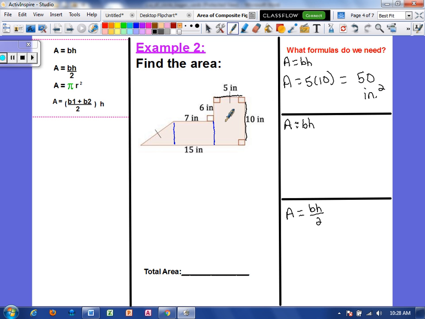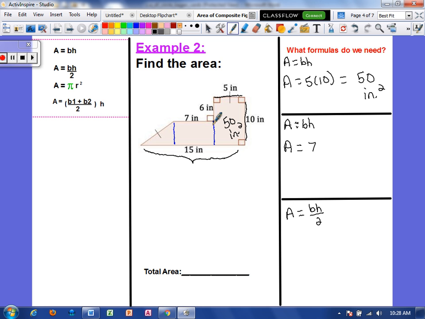So this rectangle has an area of 50 inches squared. Now for this rectangle right here, it has a base of 7. Make sure you don't get that mixed up with the 15. The 15 is for this entire line right here. So the base for this rectangle is 7, so I'm going to go ahead and substitute that in.